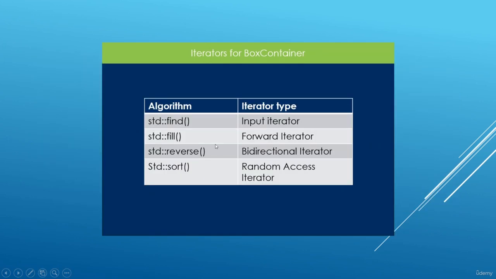Okay, so some iterators are going to be needed for some algorithms. For example, the find algorithm needs input iterators because it really needs to read things from the container. A fill algorithm is going to need a forward iterator because it's going to be looping around in the container to find the place where it's going to put the data. A reverse algorithm is probably going to need a bidirectional iterator. And the sort algorithm is going to need random access iterators to be able to do its job. So different algorithms are going to have different requirements in terms of the iterators that they need. That's the point I want to make here.